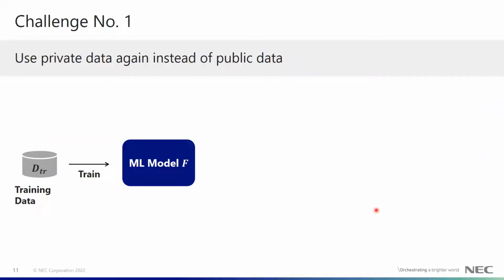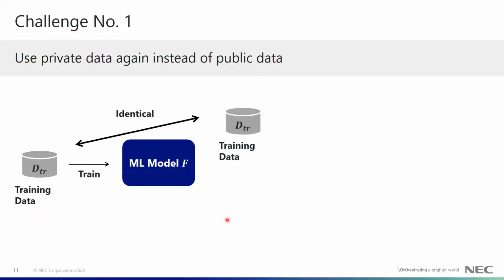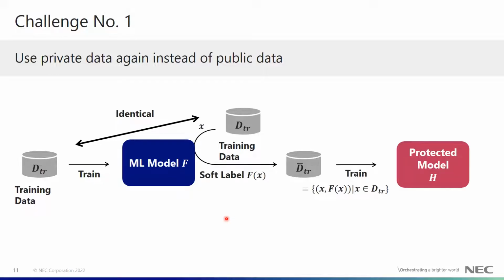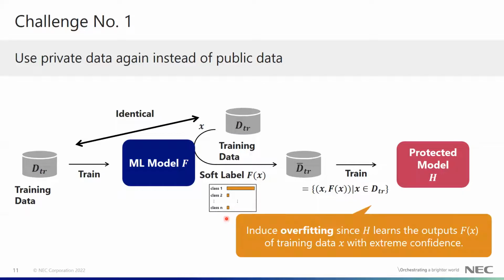Okay, to introduce the proposed defense, we begin with two basic ideas. First idea, using private data again instead of public data. First, train a teacher model by training data. Copy the training data. Use them as an alternative to public data for distillation. But this idea fails, since overfitting remains. Students learn extreme confidence score effects of training data.